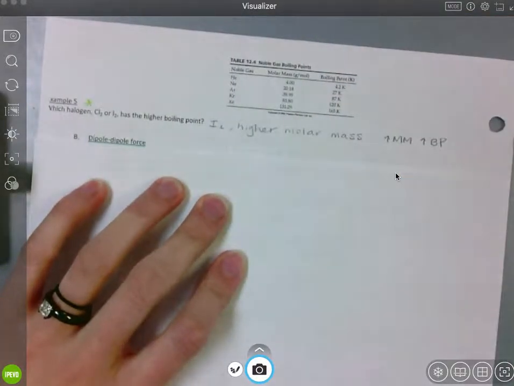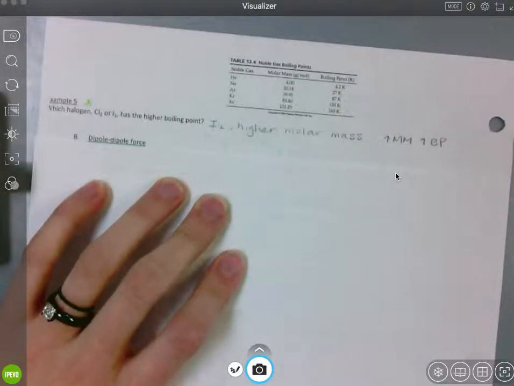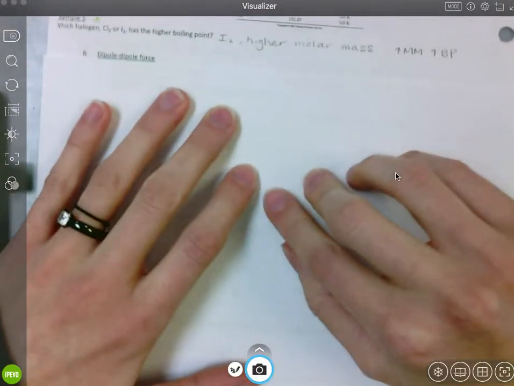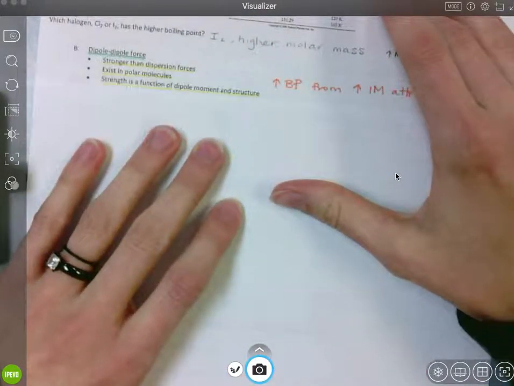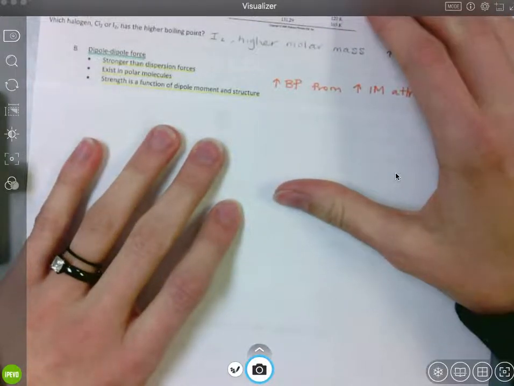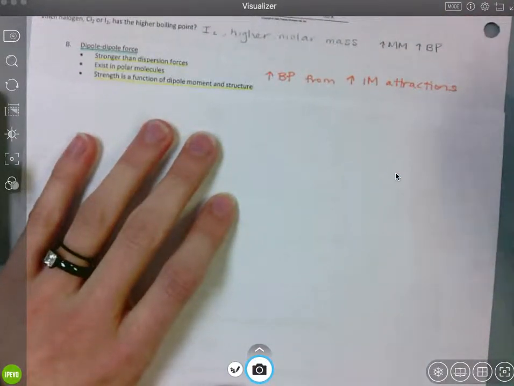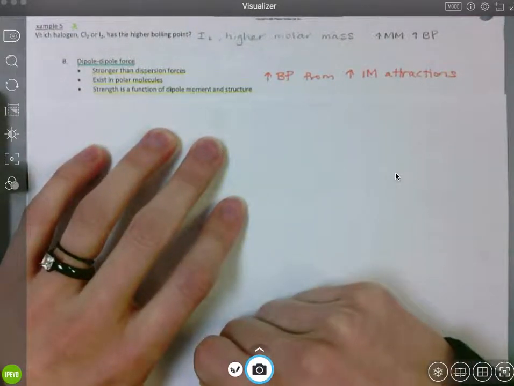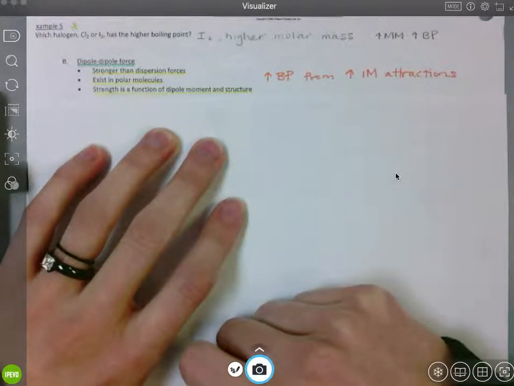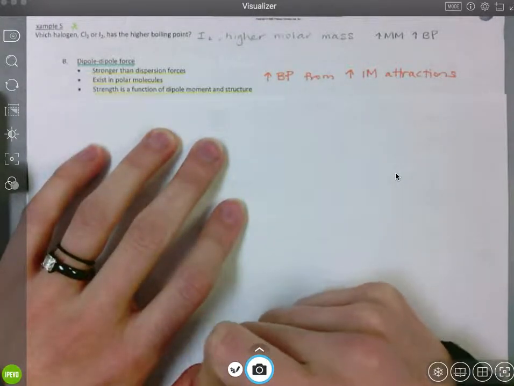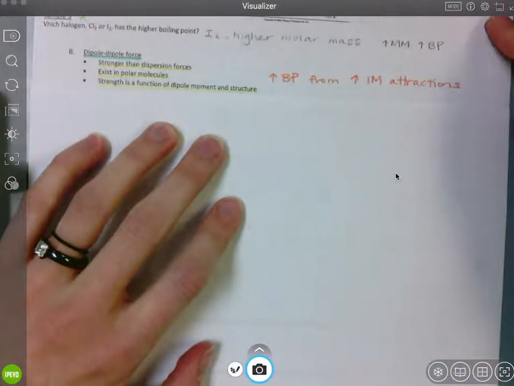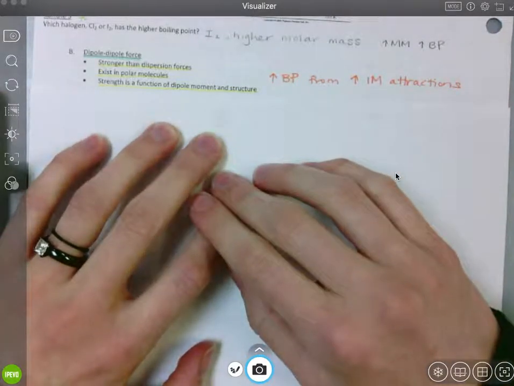Okay, our next type of intermolecular attraction that we're going to be looking at are dipole-dipole forces. So these are stronger than our dispersion forces. They exist in polar molecules. So polar means we have an unequal sharing of electrons. So like covalent molecules, we're still sharing electrons, but one of our elements is more electronegative than the other. So it's going to have a stronger pull on those electrons.